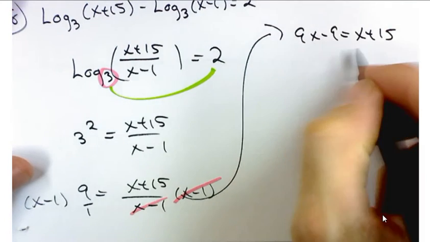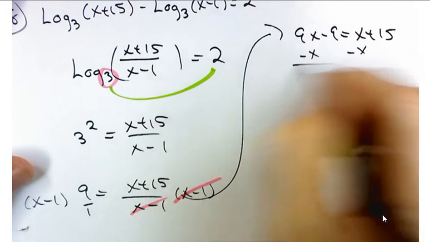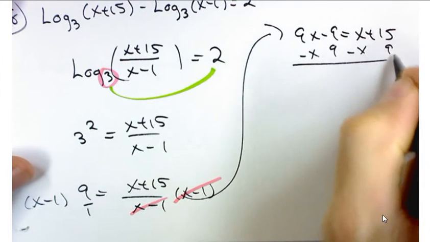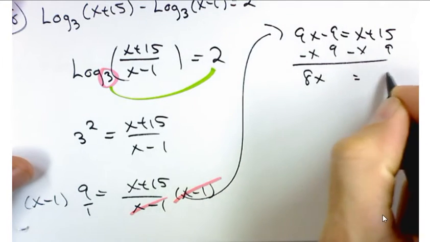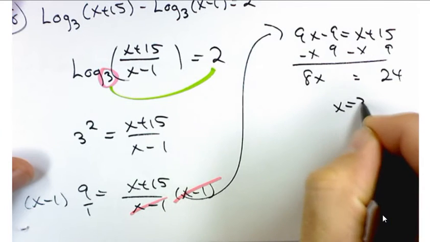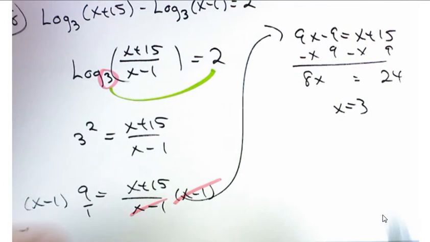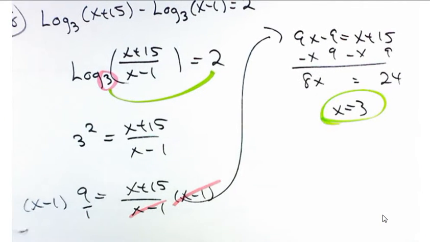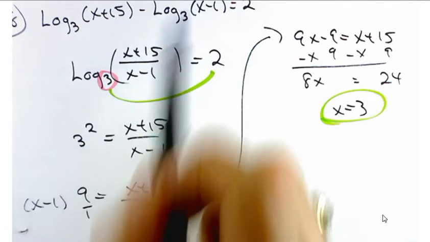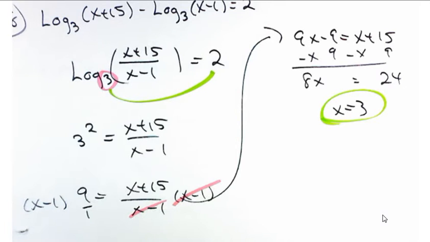So I'll subtract x from both sides and add 9 to both sides and get 8x equals 24. So x equals 3. You can verify that x equals 3 doesn't create any problems for the logarithms that you have. So yeah, it's pretty good. You can actually check this a little bit more.